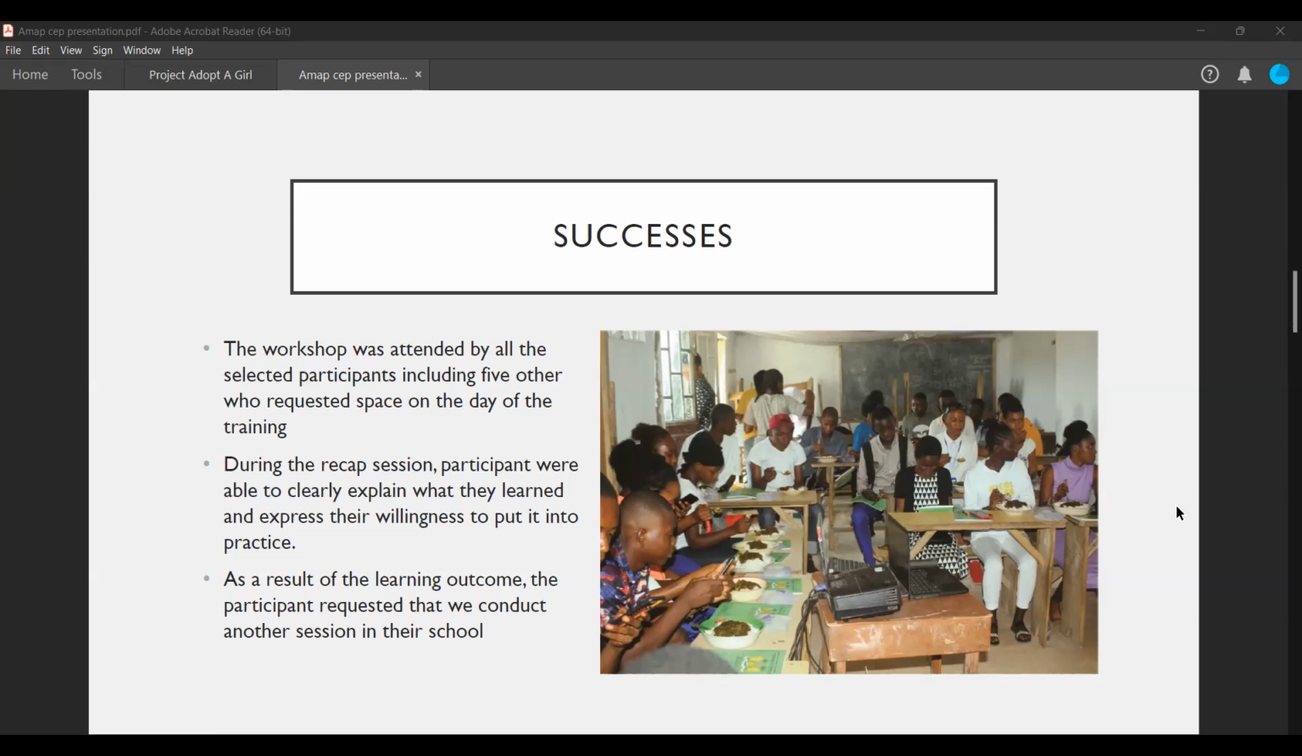And as a result of the learning outcome, the participants requested that we conduct another session in the school. Requesting another session shows that there is an increase in their quest for short training, and it's a kind of success that attending our training makes them want to attend more training that would empower them both professionally and personally as well. Next slide, please.